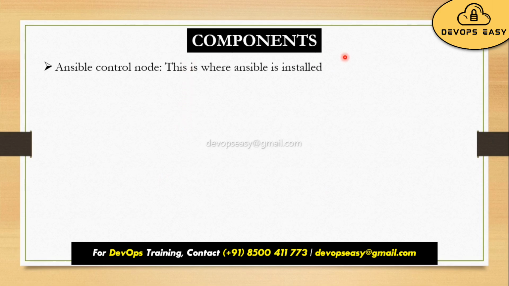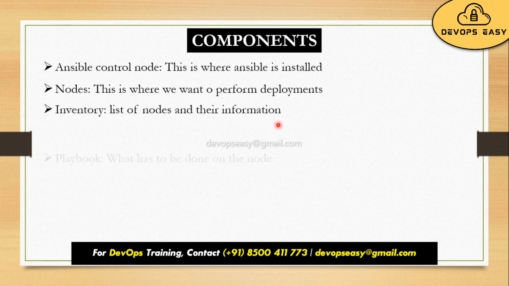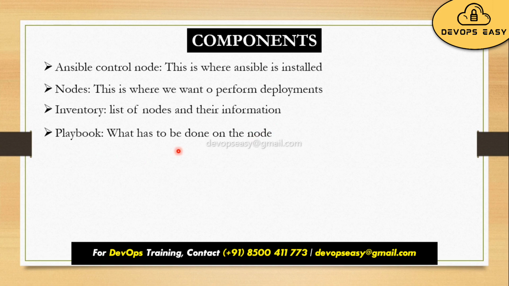So what are the components? The Ansible control node is where Ansible will be installed, nothing but the master. Another one is nodes. This is where we want to perform deployments. Inventory is the list of nodes and their information, nothing but the IP addresses of those servers. Playbook is where you specify what has to be done on that node.